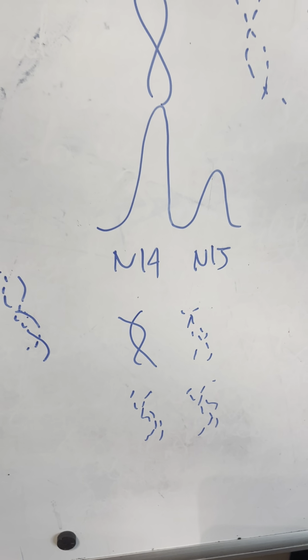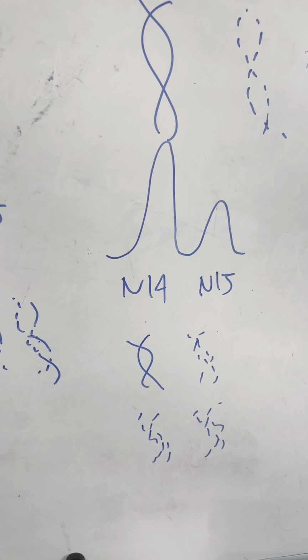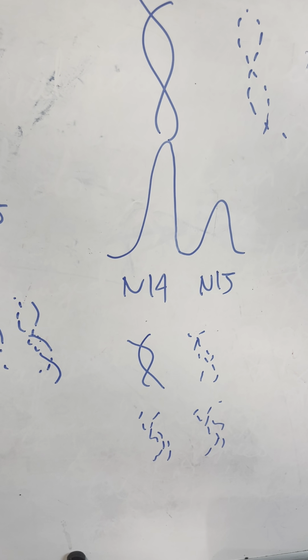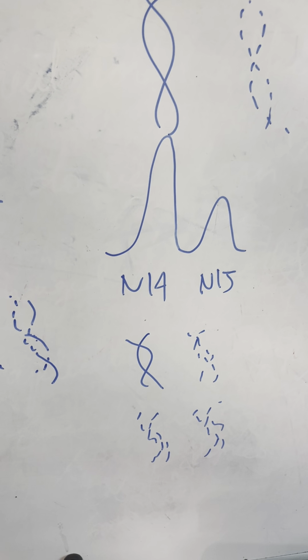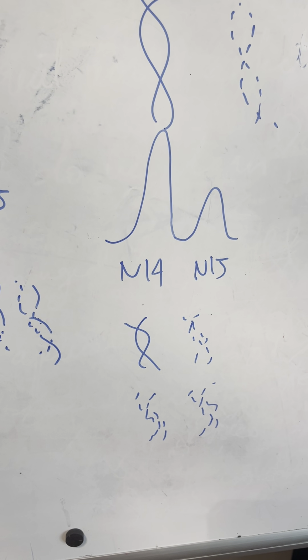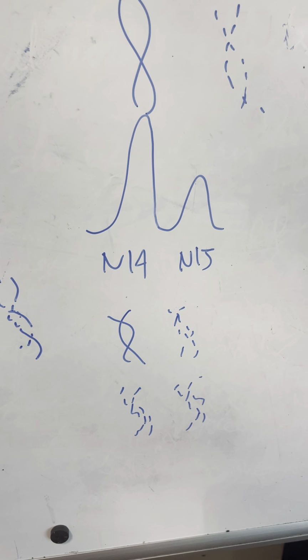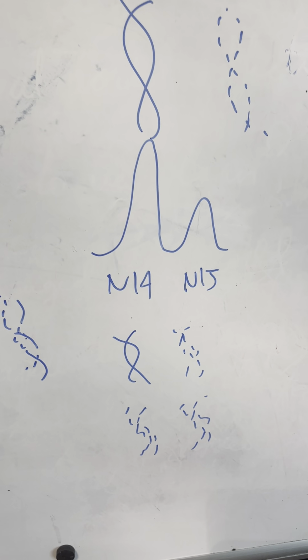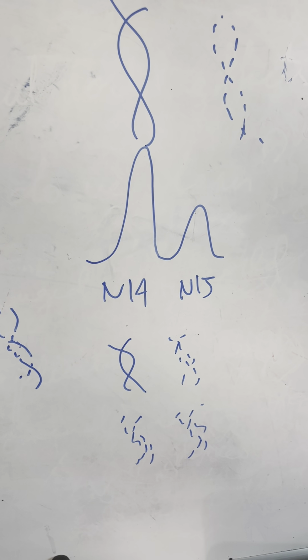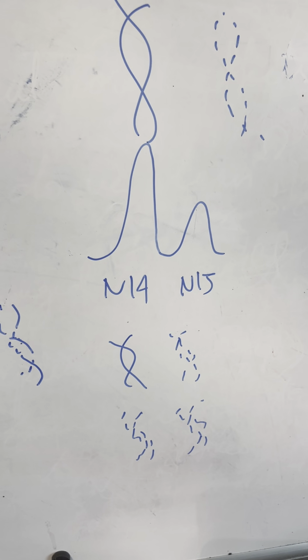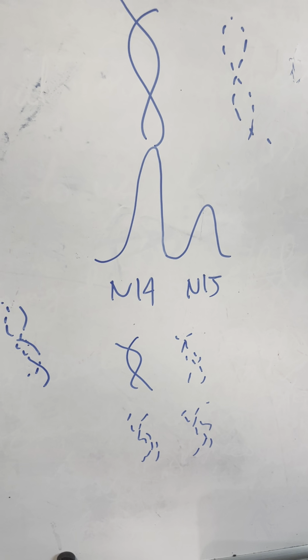During the second replication, we must remember that in the conservative model, the original DNA strand is still conserved. Thus, we should see four new DNA strands, but one is N15 and the other three are completely N14. We should see one large peak at N14 and one small peak at N15. This would be a 3-to-1 ratio.